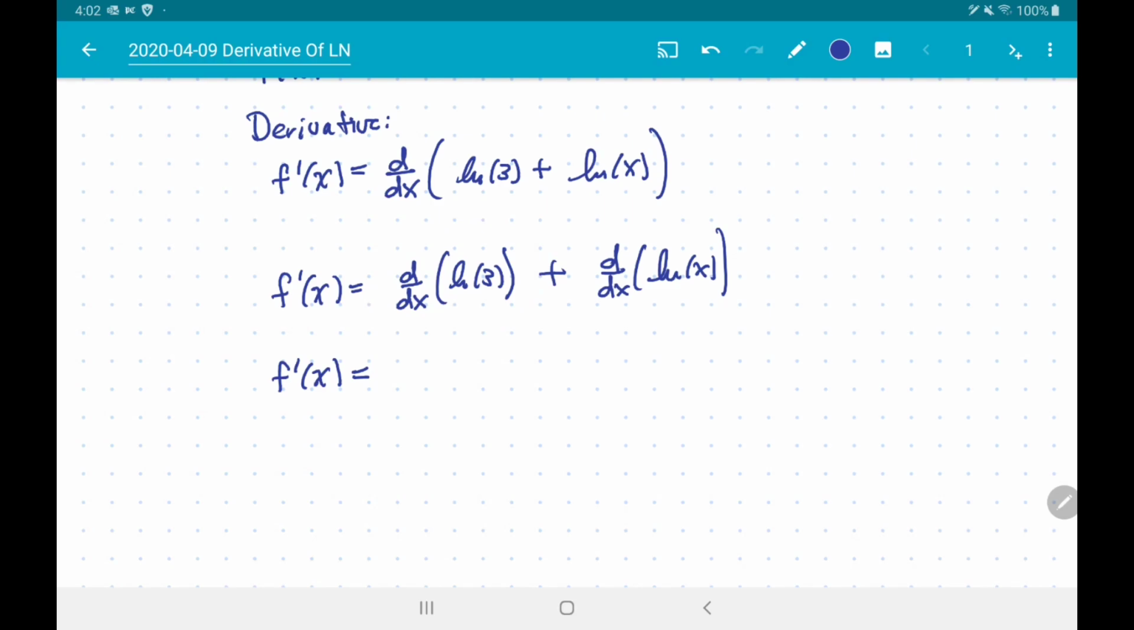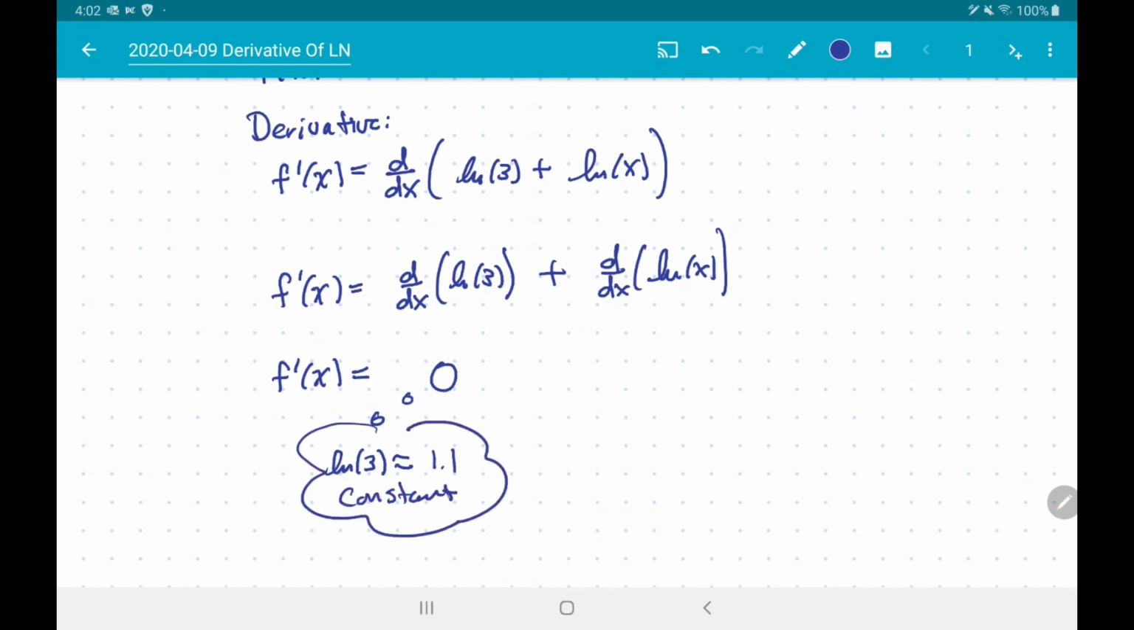It is 0. The reason for that is that ln of 3 is a constant. In fact, if you put it into your calculator, ln of 3 is about 1.1. It's a constant. And remember that the derivative of just a constant is 0.